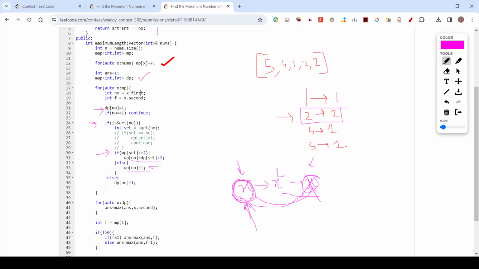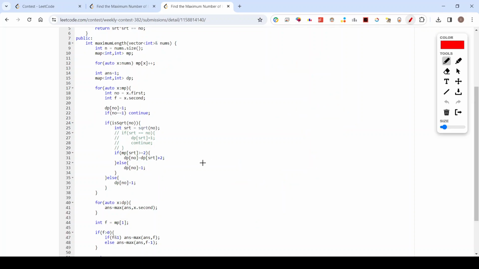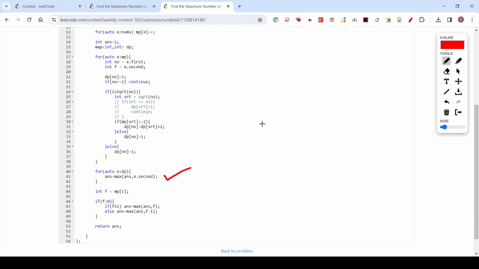Also, I did not need to do this because I had already done it here, but still, just for clarity purposes, I did this. Else, if it is not a square root, I also initialize it with 1. At the end, I just took the maximum of all the dp values.